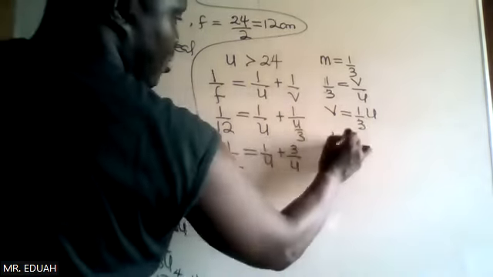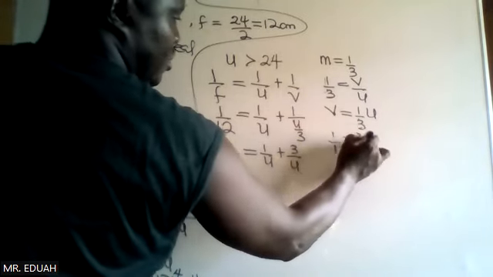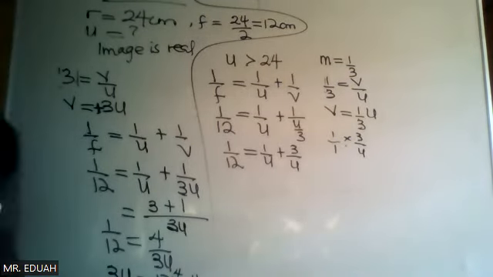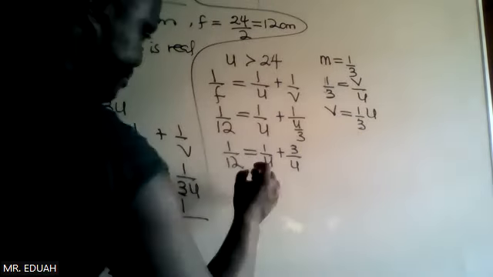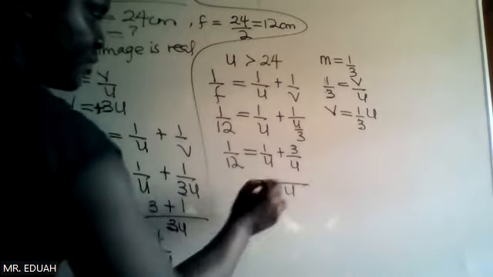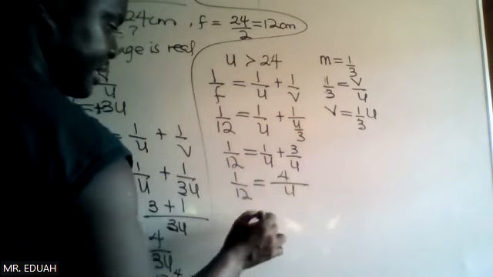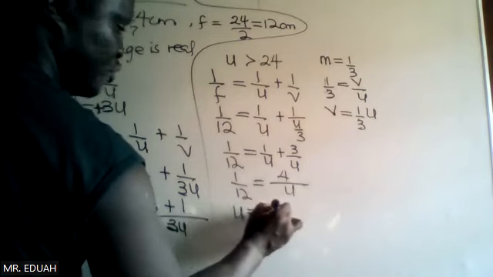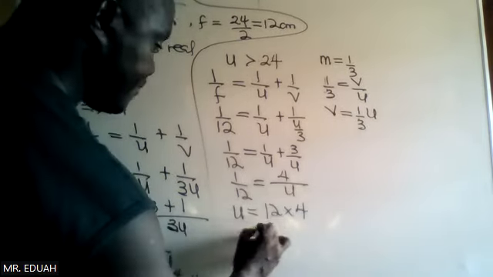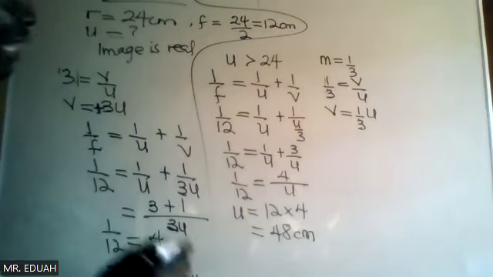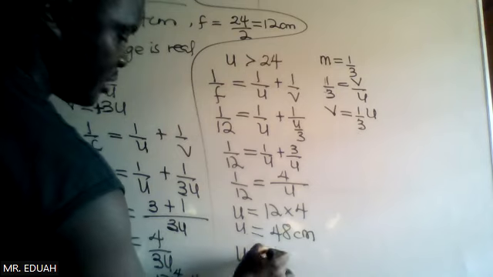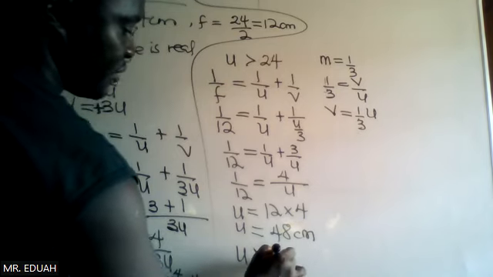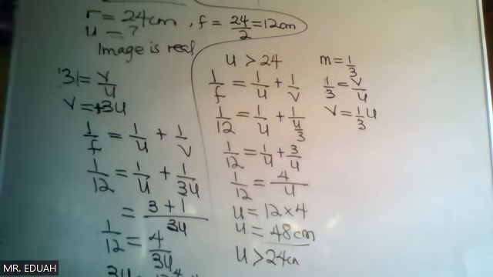So the inverse of U on 3 is just 3 on U. Taking the LCM, we have 4 on U equals 1 on 12. Therefore, when you cross multiply, U is equal to 12 times 4, and this is equal to 48 centimeters. I earlier said that for this to happen, U must be greater than the radius of curvature, and we've just had that.